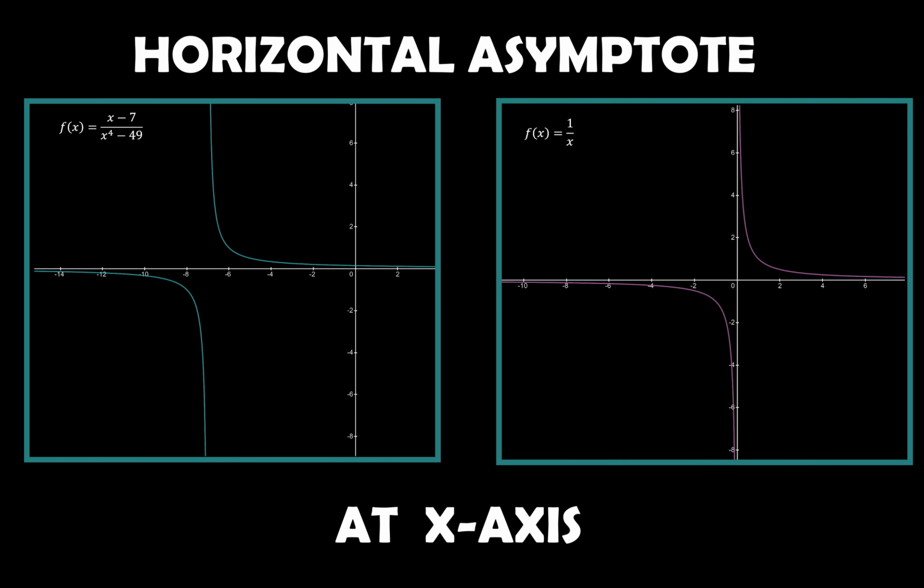Both of these graphs approach the x-axis, or y equals 0, and try their best to touch it. However, both are unable to cross that horizontal asymptote. It may look as though it touches it towards the ends of our graph, but if you zoom in, you can see that there is always space between our graph and the horizontal asymptote.